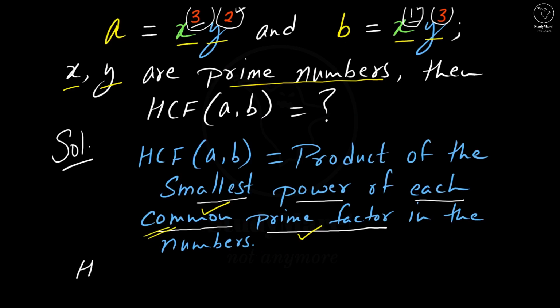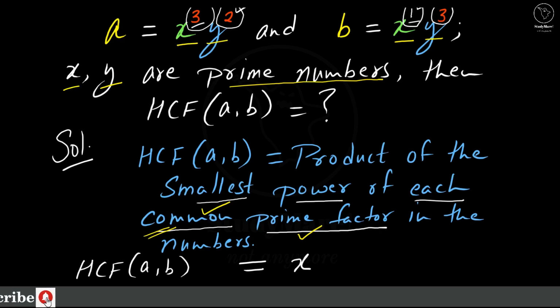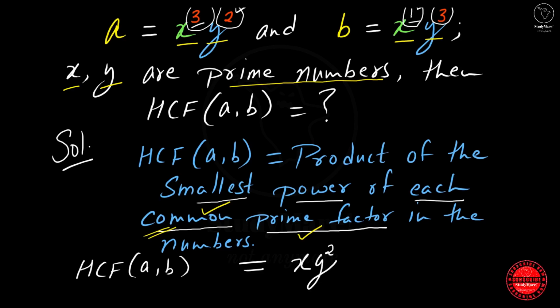It means the HCF of a and b in this case will be equal to the common prime factor x, with the smallest power 1, so we don't need to write any power, it is already 1. And then we have y. The smallest power of y we have to take is 2, and that is our answer, which is the HCF of the given numbers. So you see, it was so easy.